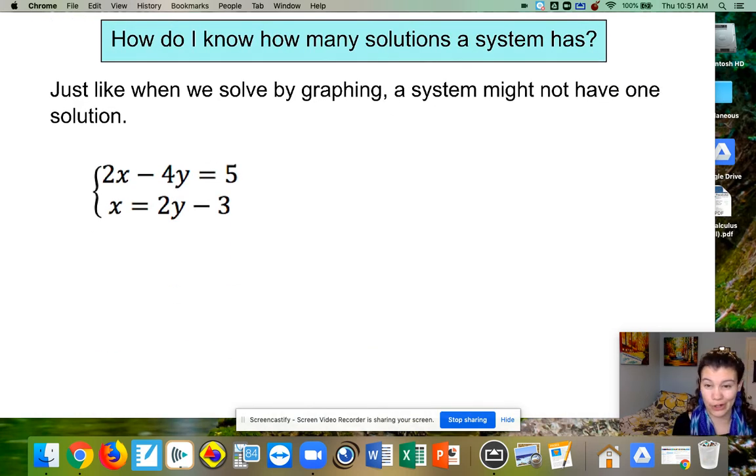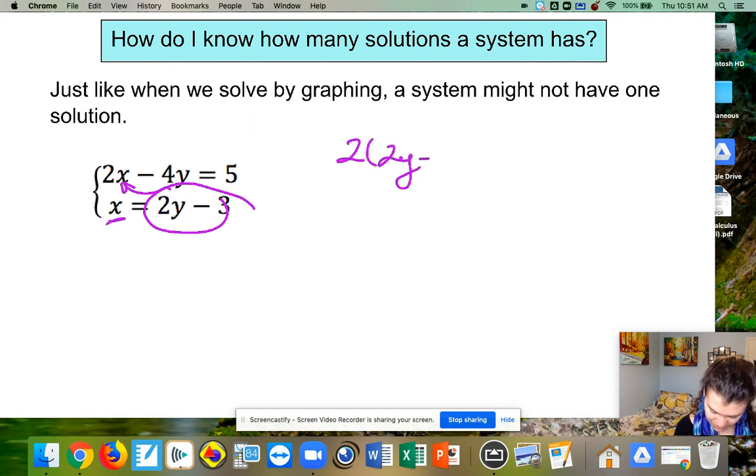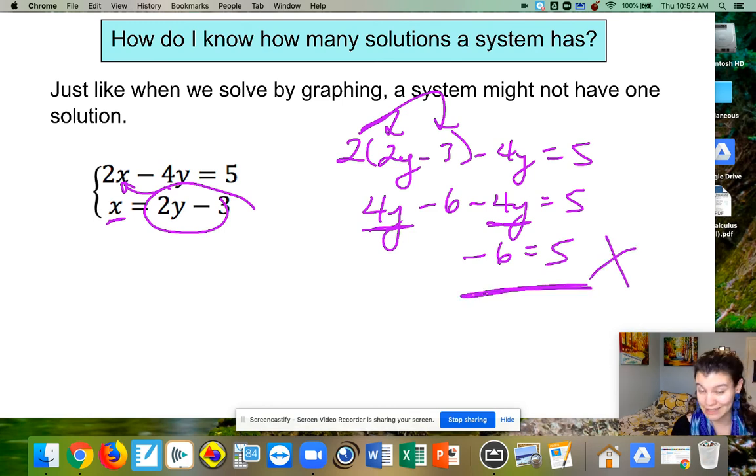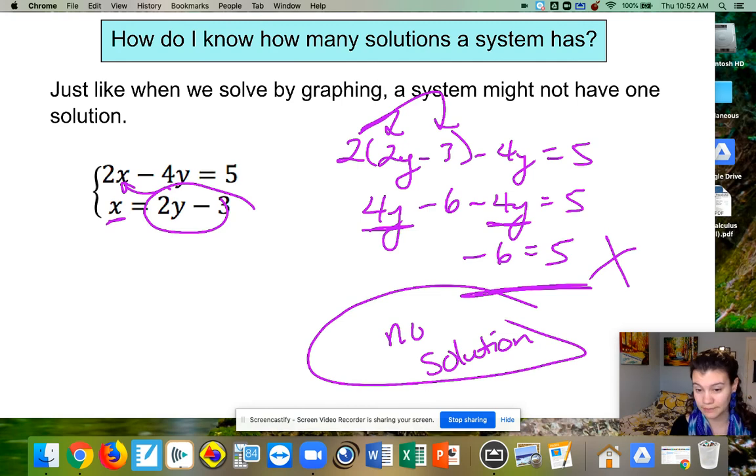Okay, so how do we actually know how many solutions something has? Well, you've got to solve them. So let's check this one. Here we have our x equals, so I can take this and plug it in right here. So if we plug that in, you get 2 times 2y minus 3 minus 4y equals 5. Distribute this in. 4y minus 6 minus 4y equals 5. Combine like terms, and you end up getting negative 6 equals 5. That's not possible. That doesn't make sense. You can't have negative 6 equaling positive 5. So this is no solution because we get something ridiculous that can't work.